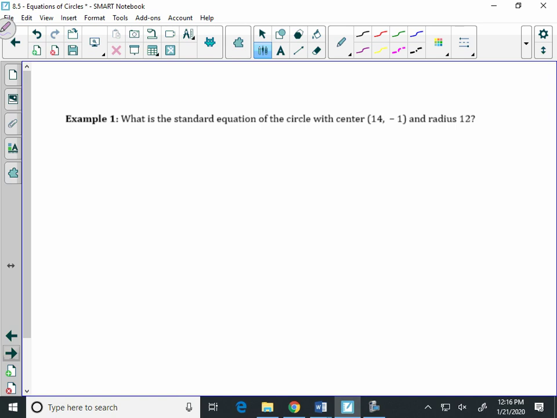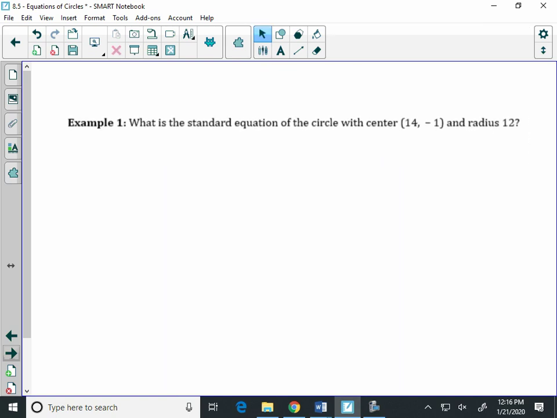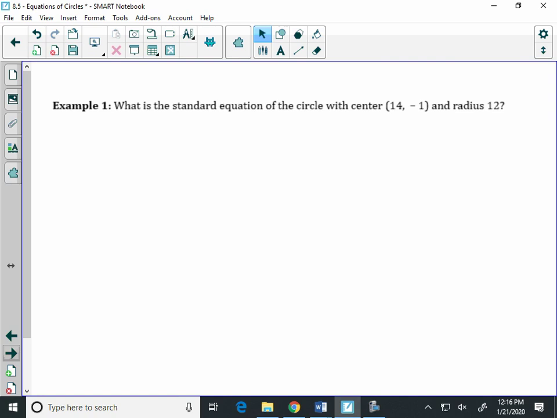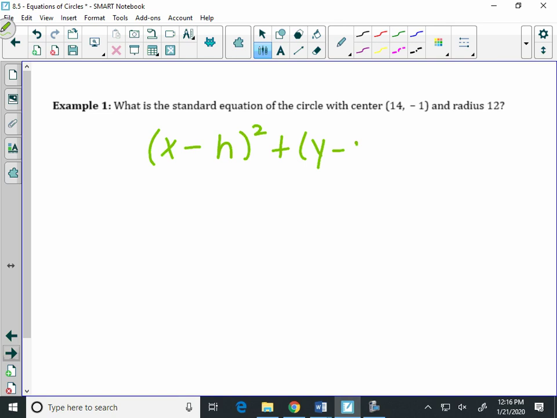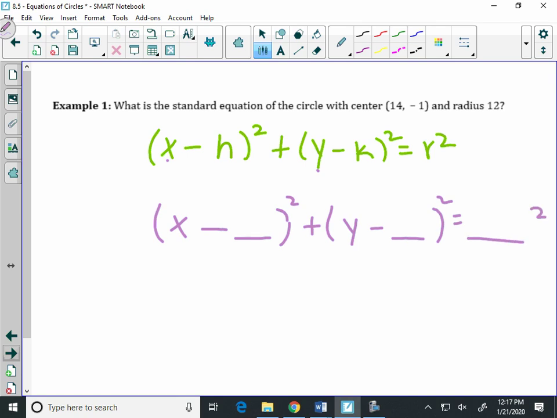So we'll do a long-handed one and then a short-handed one using that shortcut. Take a look at example 1. It says, what is the standard equation of a circle with its center at (14, -1) and the radius is 12? Well, we're writing an equation of a circle, so I'm going to write down that generic form and then plug it in. The x and the y stay x and y. That doesn't change. So it's going to be x minus something squared plus y minus something squared equals something squared. You just have to use the equation to figure out what's going to be plugged in.